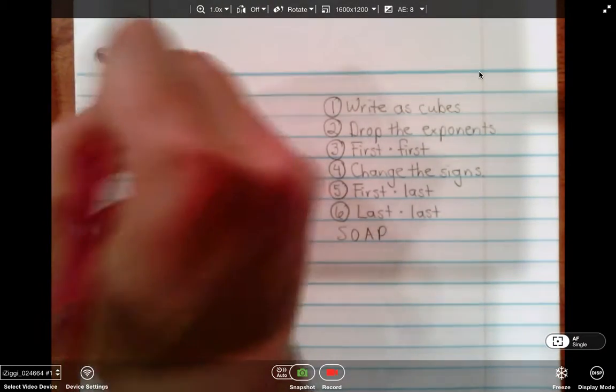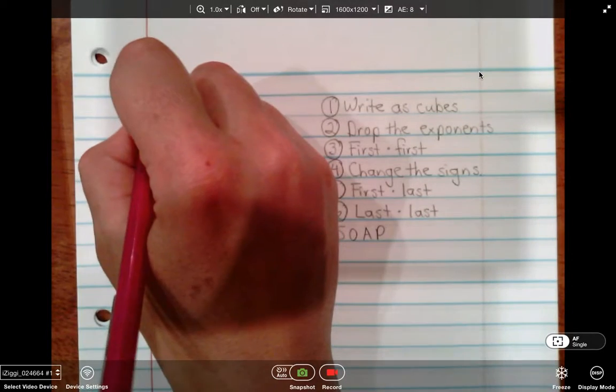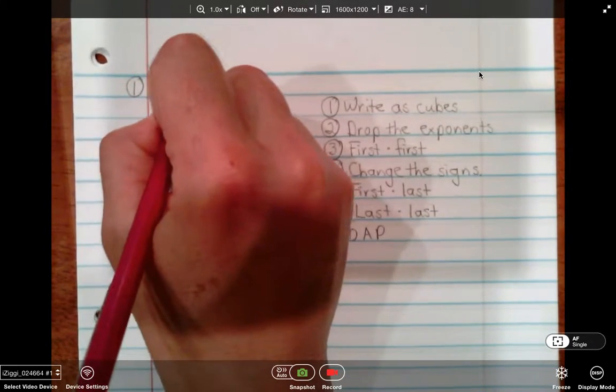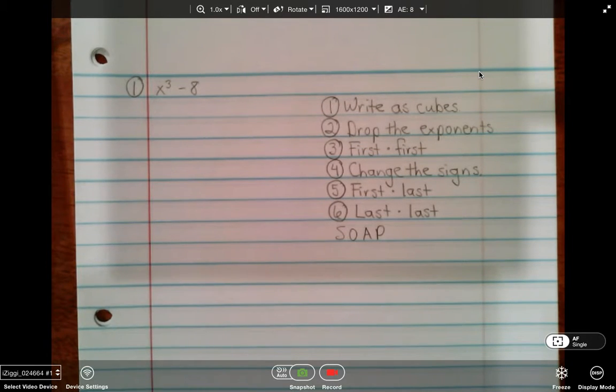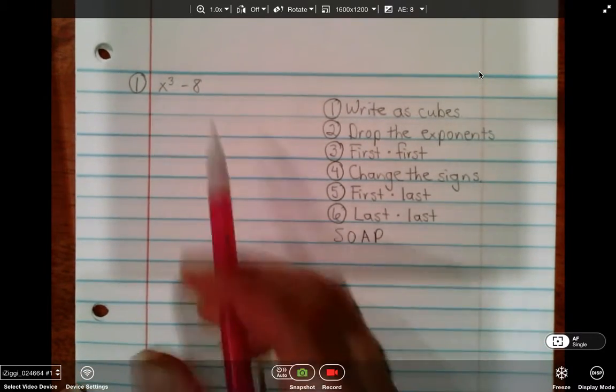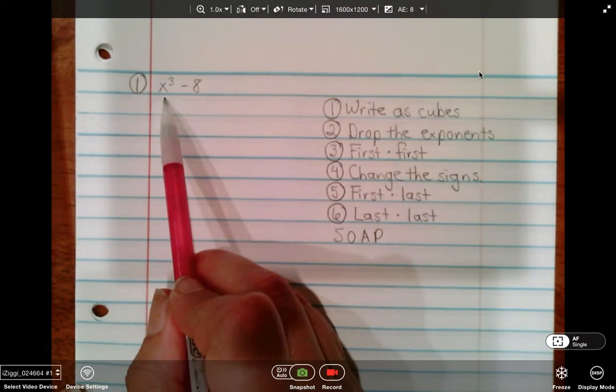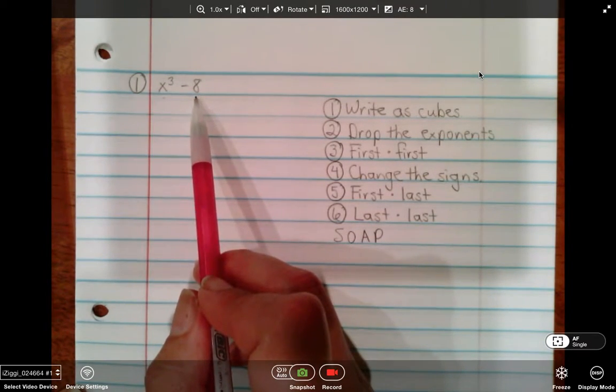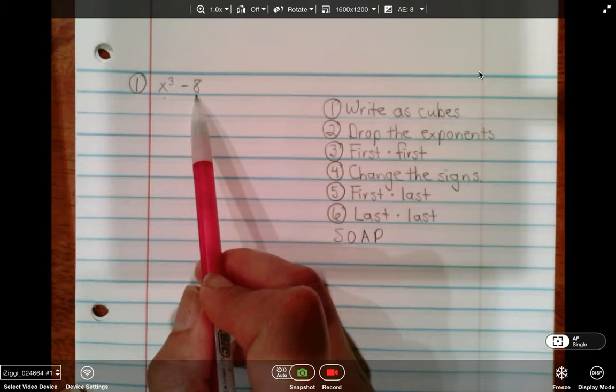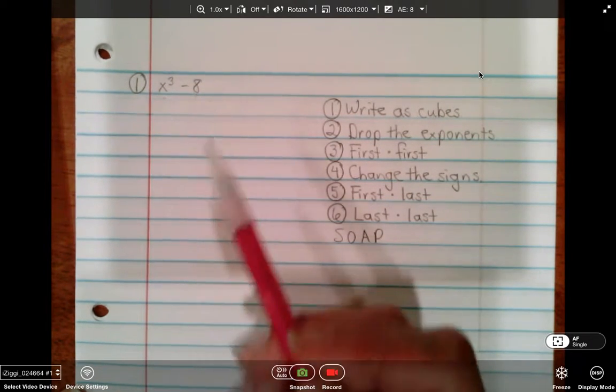Okay, the first example we're going to look at is going to be x cubed minus 8. X cubed minus 8 is a difference of cubes because x cubed is obviously a cube and 8's a cube. The cube root of 8 is an integer. It is 2. The cube root of 8 is 2.